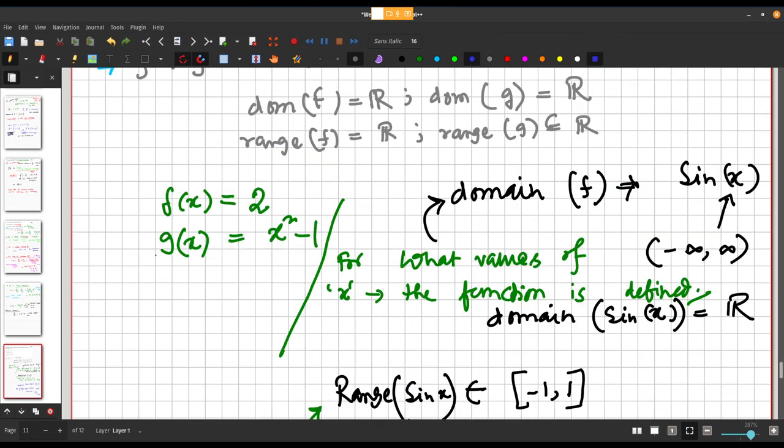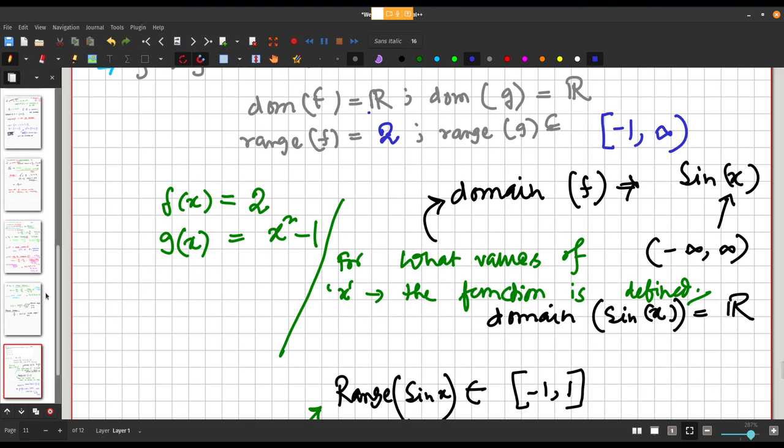So the function f(x): the domain of f is R, and the range of f is a constant function, so it will always be 2. g(x): the domain is R, and the range is x square minus 1. x square will always be positive, so this will be like this.